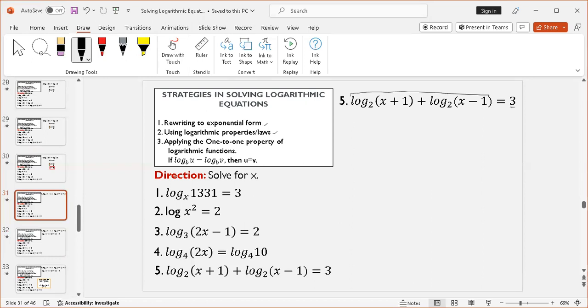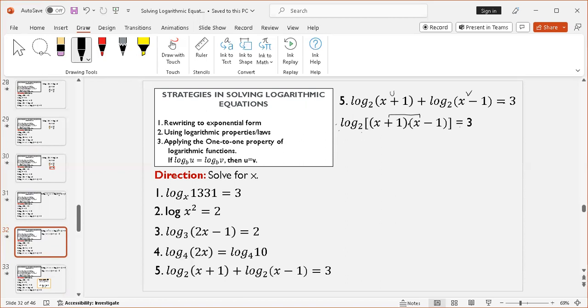Ito yung U, ito yung V. We can apply here the first law, wherein we can combine U and V using multiplication. Okay? So, it will give us this. Log of, kinumbine na natin, pinagsama natin si U and V using multiplication. So, we just copied the base and then we just copied the 3. So, ang sunod dyan is to simplify these 2.